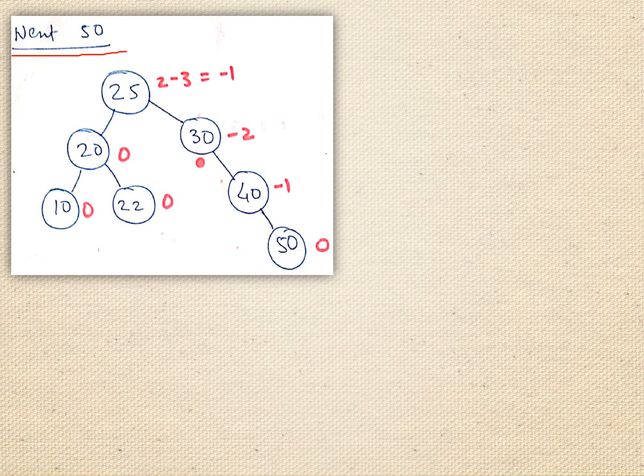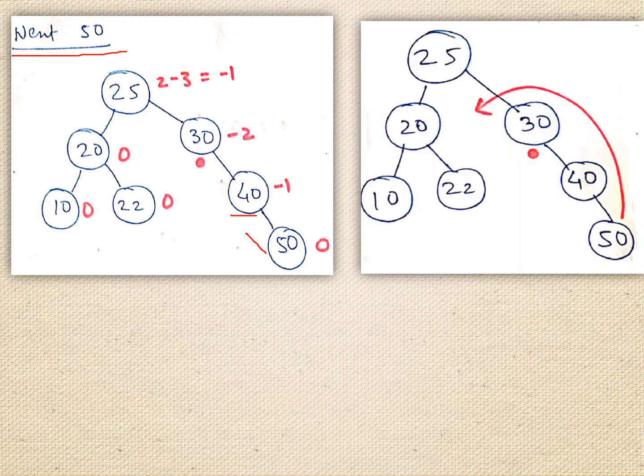So 50 is the right, we can add it at the rightmost of your 40. So it is added here. Again we have verified all the balance factors. So verified the balance factor here. This is 0 for this leaf node, this is 0 for the leaf node, this is also 0, this is 0, this is minus 1, this is 0 minus 2 minus 2, this is 2, that is height of left subtree, and the right subtree is 3, so 2 minus 3 it is minus 1.